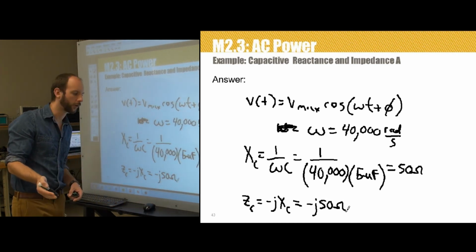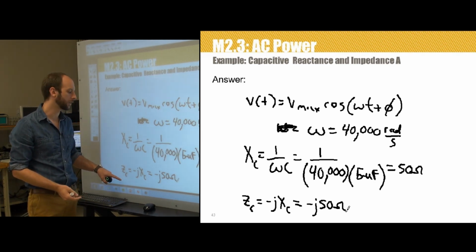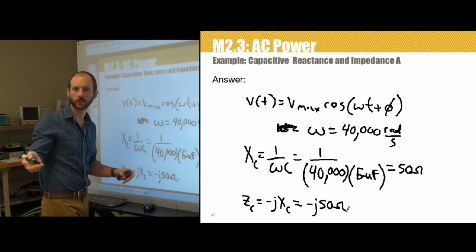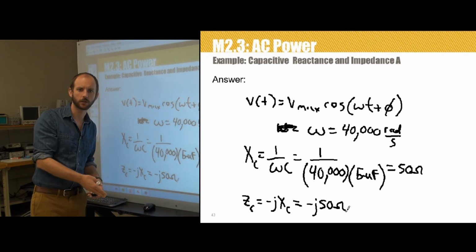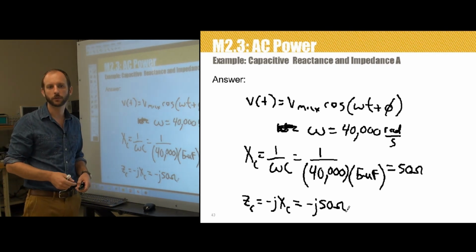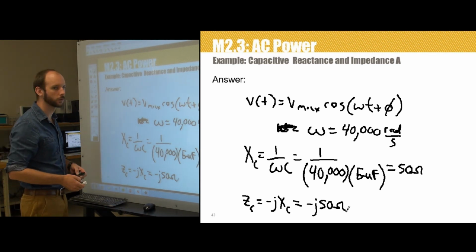I personally prefer this notation of using the negative sign to indicate impedance as opposed to reactance, because negative 50 ohms makes no sense. There is no such thing as negative 50 ohms. Negative j50 ohms just means a 90 degree phase shift in the negative quadrant. So I kind of prefer that notation. You're free to use whatever you prefer.